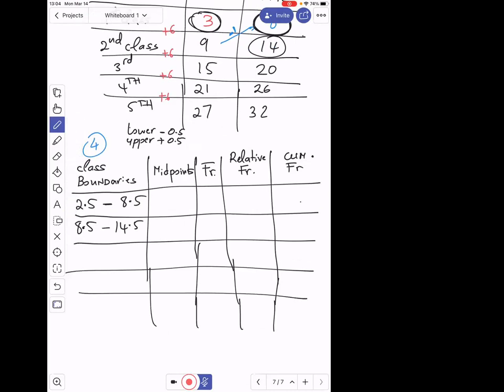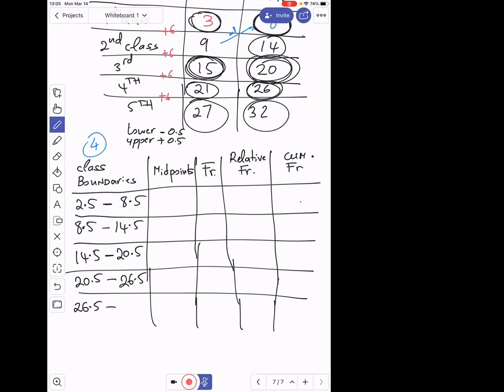So next class is 15, the lower limit. So we subtract 0.5 from 15. So that's 14.5. So it's from 14.5 to, and then you add 0.5 to 20. So that's 20.5. Next, subtract 0.5 from 21. That's 20.5. And you're gonna add 0.5 to 26. So that's 26.5. Subtract 0.5 from 27, so that's 26.5, and you're gonna add 0.5 to 32, that's 32.5.